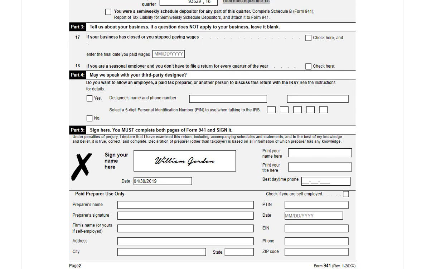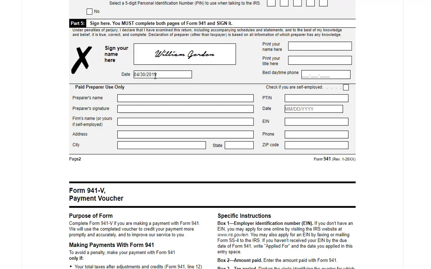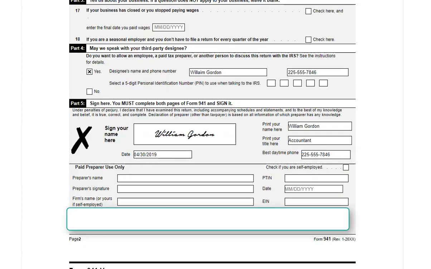Next, let's go to part 3. Tell us about your business. If a question does not apply to your business, leave it blank. On here, line 17 and 18, we will leave it blank. Then part 4, we will click yes here. And right here, we will write in the name, William Gordon. Sign, date, and that is it.